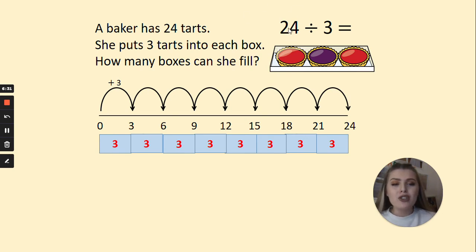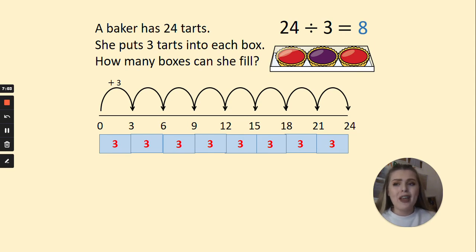So now all I have to do is count how many jumps or how many bars it took to get to 24. So let's have a look. 1, 2, 3, 4, 5, 6, 7, 8. It took 8 jumps or 8 bar models, chunks of 3 to get to 24. So I know 24 divided by 3 is 8.